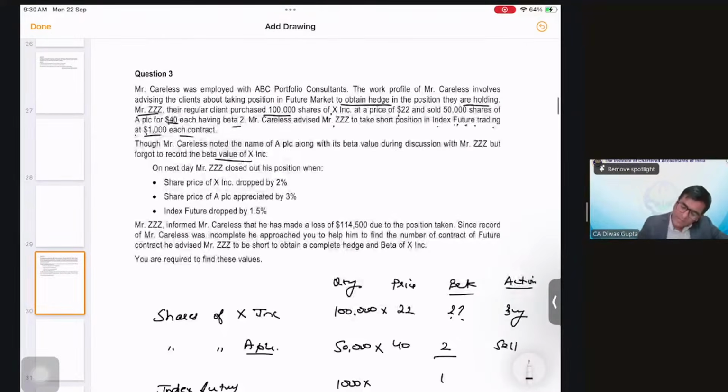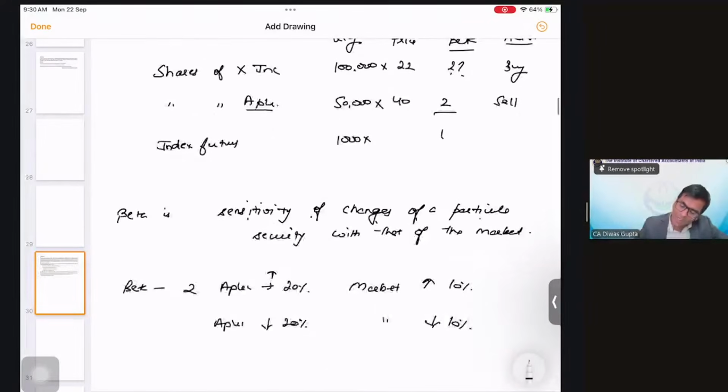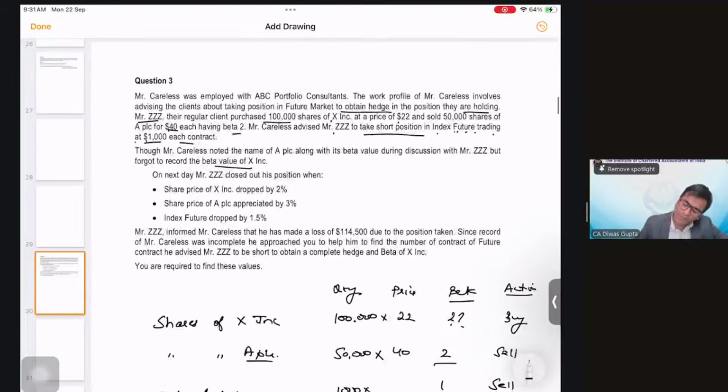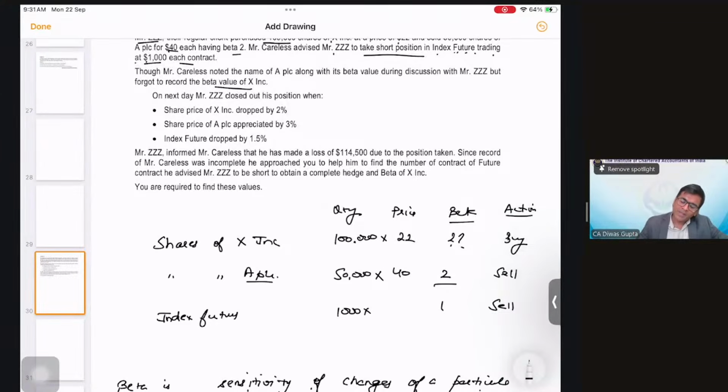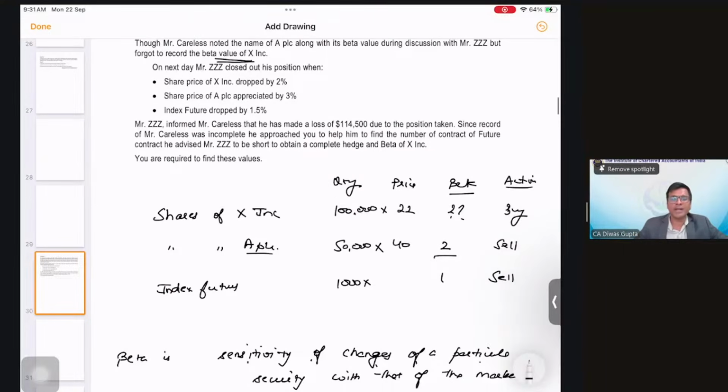And Mr. Careless has advised to take a short position, which is sell, in this particular case. Though Mr. Careless noted the name of APLC along with its beta value during discussion with Mr. ZZZ, he forgot to record the beta value of X Inc., which is fine. On the next day, Mr. ZZZ closed out his position when share price of X Inc. dropped by 2%.